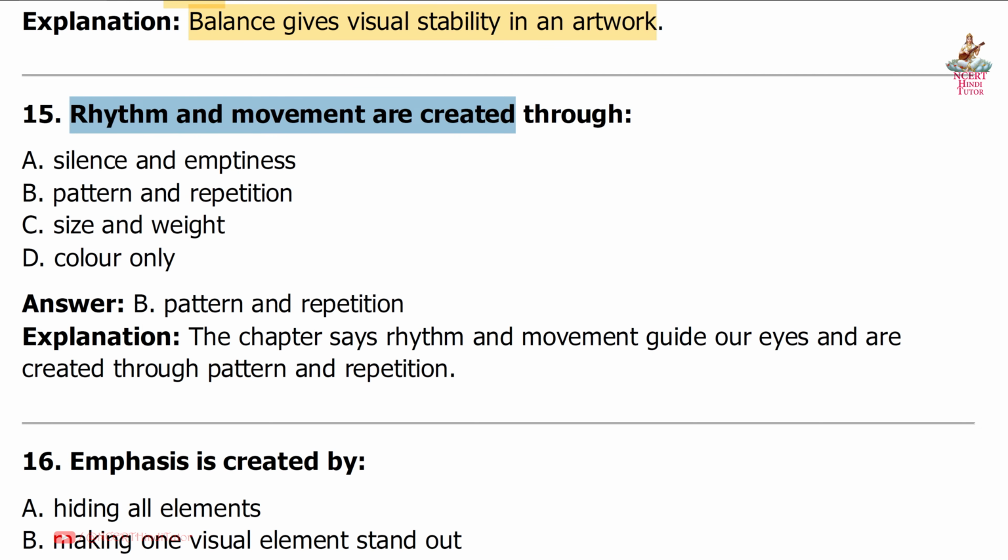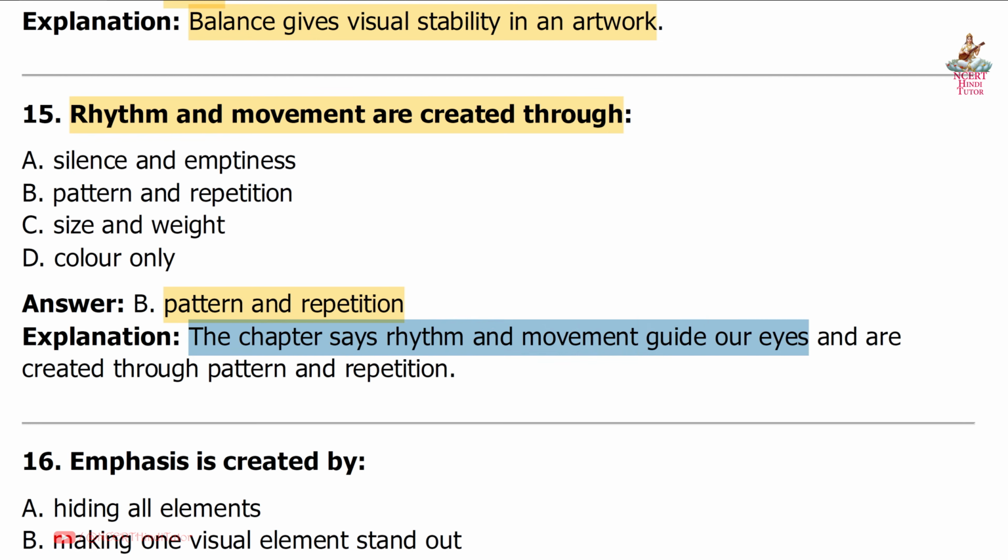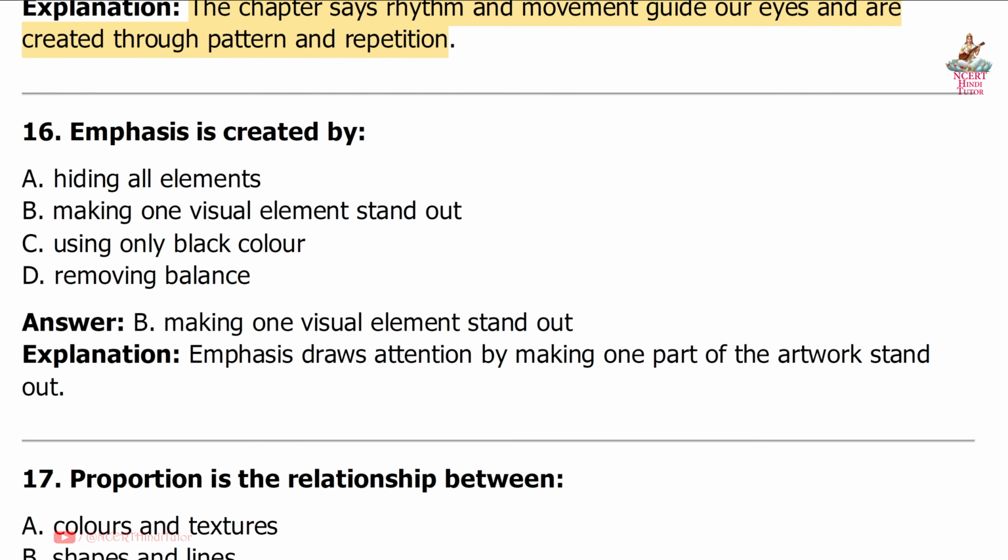15. Rhythm and movement are created through. Answer B. Pattern and repetition. Explanation. The chapter says rhythm and movement guide our eyes and are created through pattern and repetition. 16. Emphasis is created by. Answer B. Making one visual element stand out. Explanation. Emphasis draws attention by making one part of the artwork stand out.